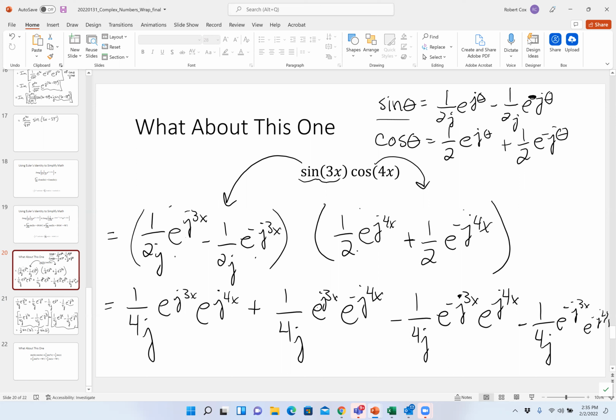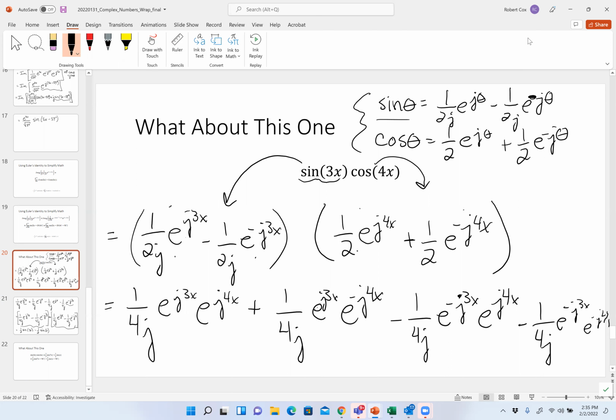But if I look at this, what I did the other day is I used these two relationships, and there's a summary page, the Euler's identity summary or something like that that I posted that has those formulas. So what I did was at the very end, I basically said, okay, I can use this relationship for sine 3x, and I can use this relationship for cosine 4x. And essentially I multiplied those two things out and I got this kind of messy thing here at the end.